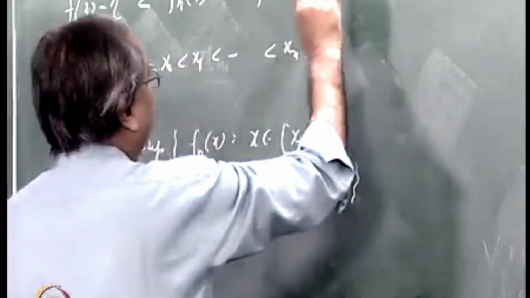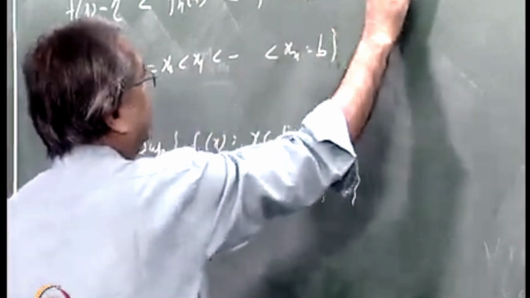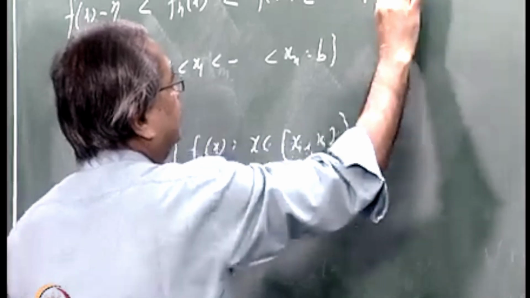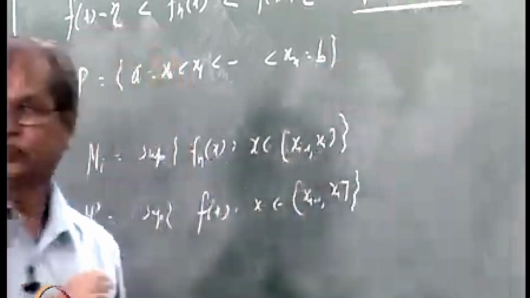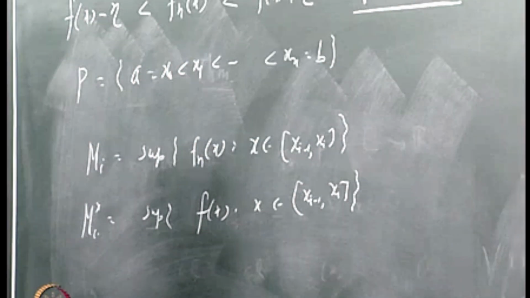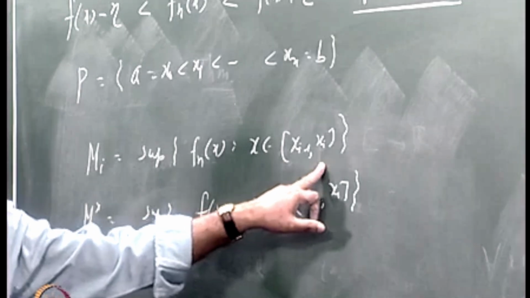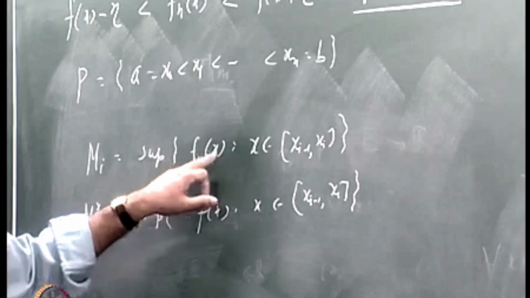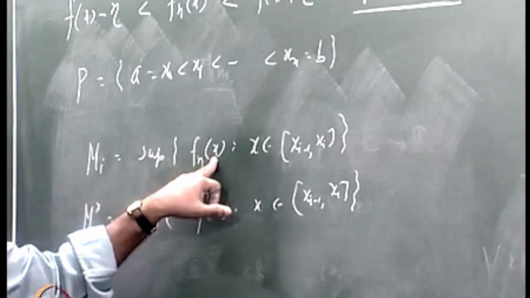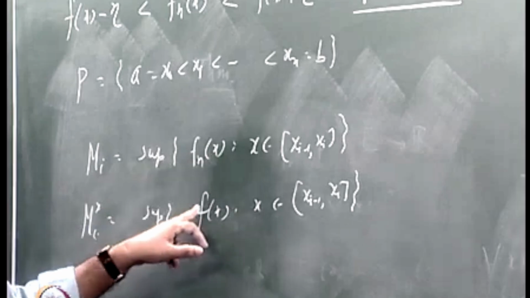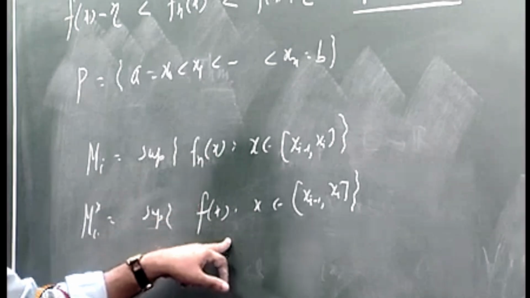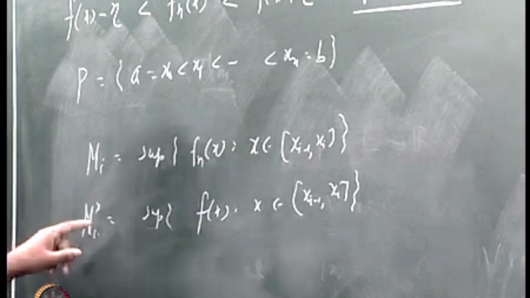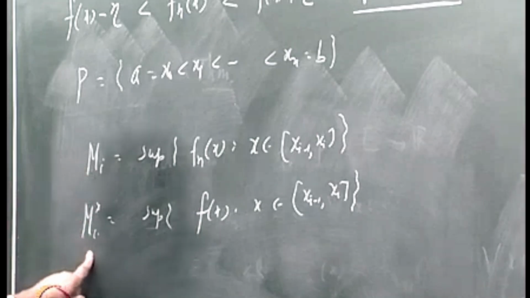This is true for every x in [a, b], remember that is important, because that follows from uniform convergence. Hence for every x in [x_{i-1}, x_i] also, each f_n(x) will be less than f(x) plus eta. So can I say from here that M_i must be less than M_i star plus eta?